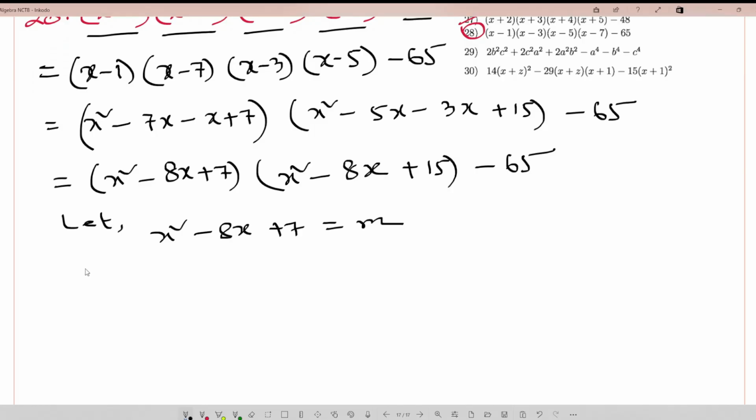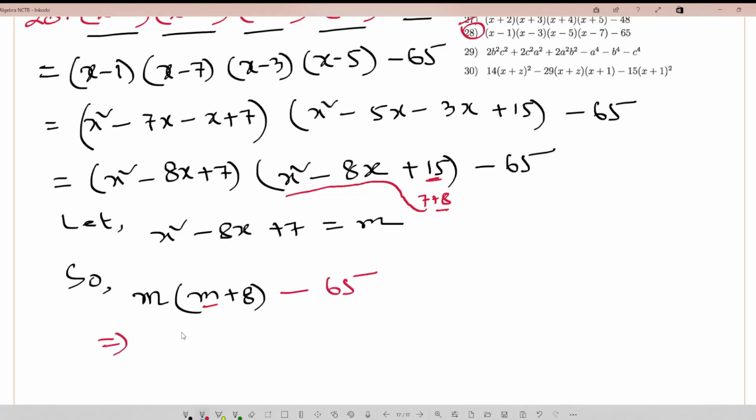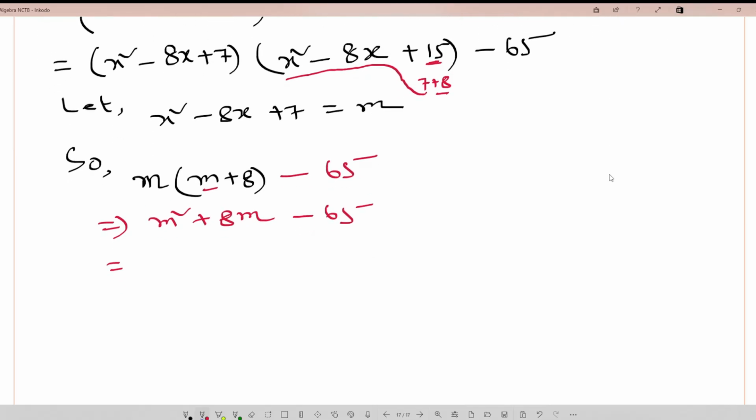So we can write, so here is m times m plus 8. Why m plus 8? Because this is 15, so it's 7 plus 8. So x square minus 8x plus 7 is m, and here is plus 8. Then minus 65. So we can write m square plus 8m minus 65. So this 65, how can we adjust? We know 13 times 5 is 65. So we can write m square plus 13m minus 5m minus 65, right?